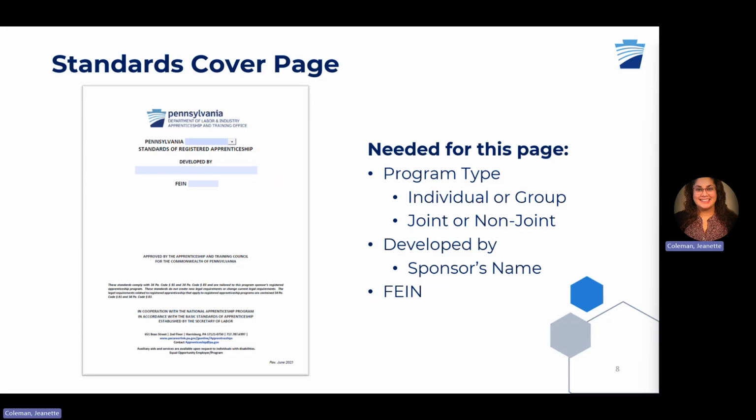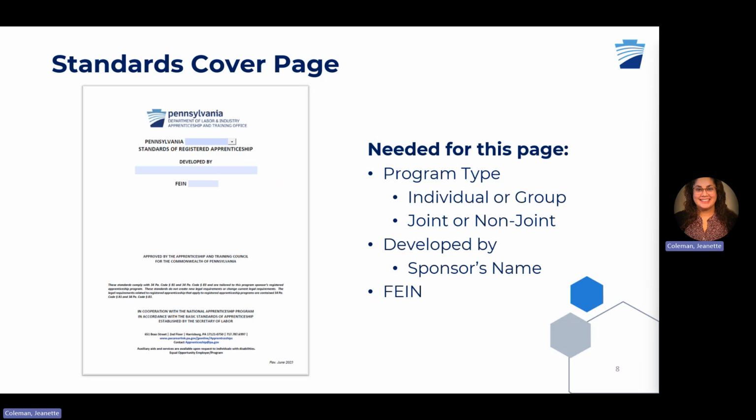And joint program. This term applies to programs that are union affiliated, meaning the program is developed and operated in collaboration with a labor organization. And then non-joint programs. These programs are not affiliated with a union and are typically managed solely by the employer or sponsor organization. Understanding and selecting the correct program type is important as it impacts how your program will be structured and who is involved in its governance.